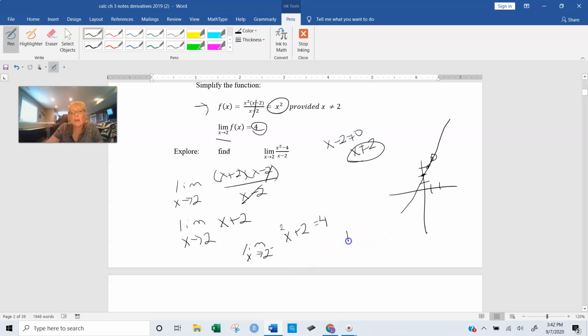Now let's try it from the other side. The limit as x approaches 2 from the right of x plus 2. So again, now we're coming down. Again, if you plug in the 2, you're going to get 4. The limits are the same. Therefore, the limit of this function is 4, even though it has no value at 2.